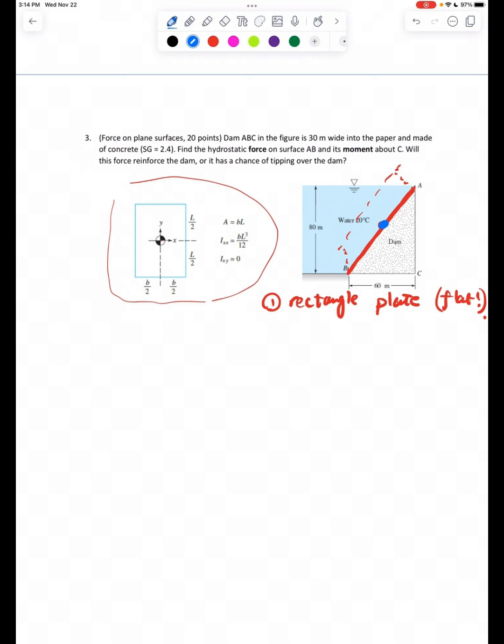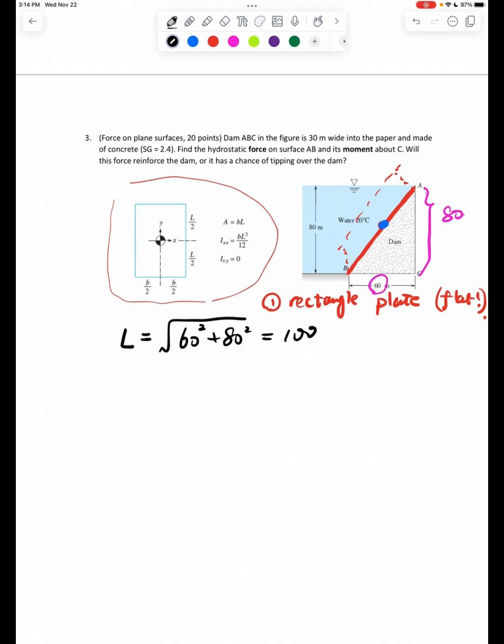Then we were given this length is 60, and this length is 80, but we don't know this one. Because this is a right triangle, you can calculate L equals the square root of 60 squared plus 80 squared, which equals 100. Then you know the middle of this one is 50. Here is 50 meters, and here is 50 meters.